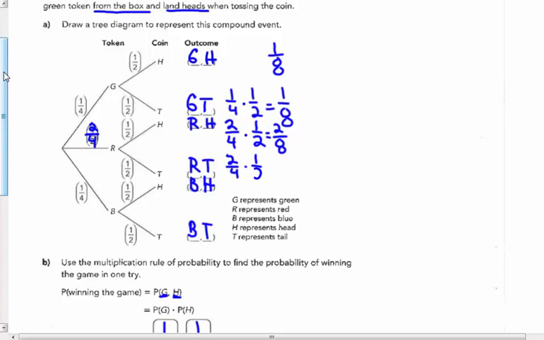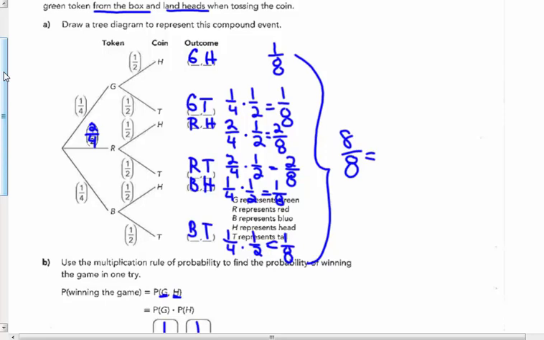The probability of getting blue and heads is 1/4 times 1/2, which is 1/8. And the probability of getting blue and tails is 1/4 times 1/2, which equals 1/8. Now, if I add up the last column here, 1/8 plus 1/8 plus 2/8 plus 2/8 plus 1/8 plus 1/8, yes, this entire column adds to 8, all 8 out of 8 possibilities, which equals 1. The probabilities in the last column should all add to equal 1. All 100% of the probabilities are shown there.